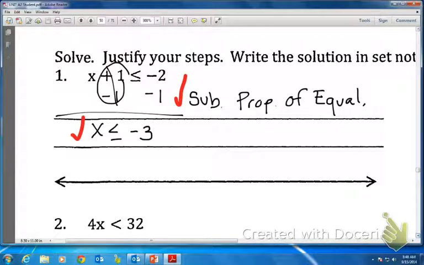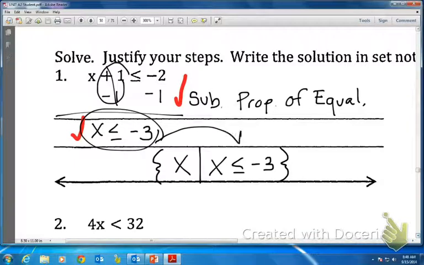Now let's do set notation. So remember, for set notation, I have my little squiggly brackets. I have an x, then that line, that bar, such that x is less than or equal to negative 3 and a squiggly bracket. And again, that x is less than or equal to negative 3 just came from right here. So whatever it equals went inside there.